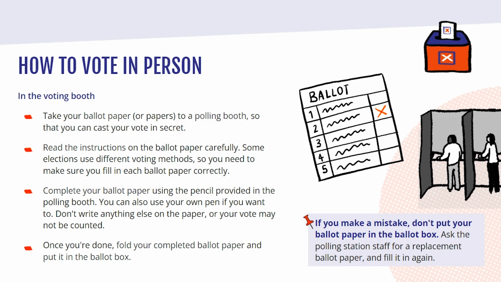Read the instructions on the ballot paper carefully and complete your ballot paper using the pencil provided. You can use your own pen or pencil if you want to. Don't write anything else on the paper or your vote might not be counted.